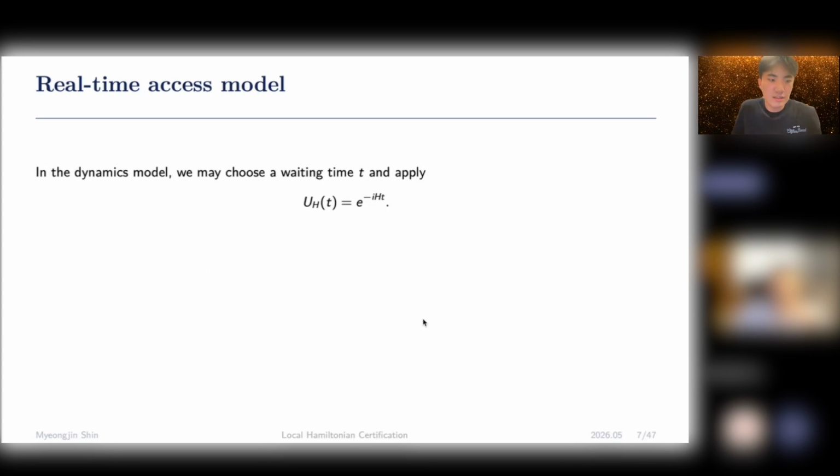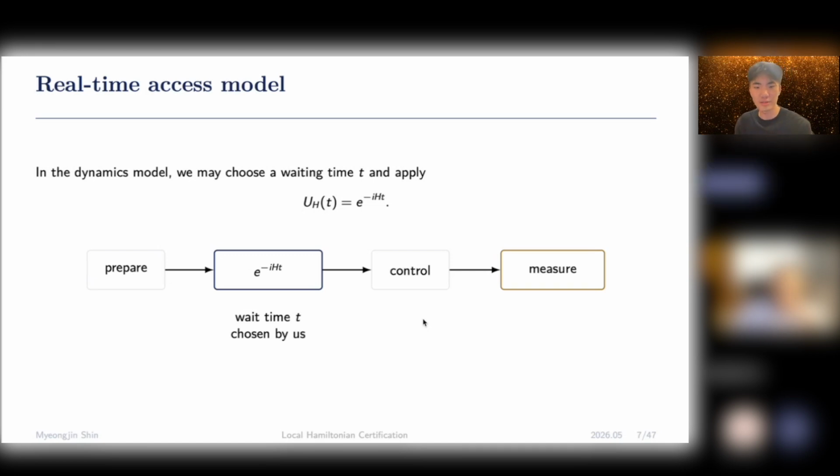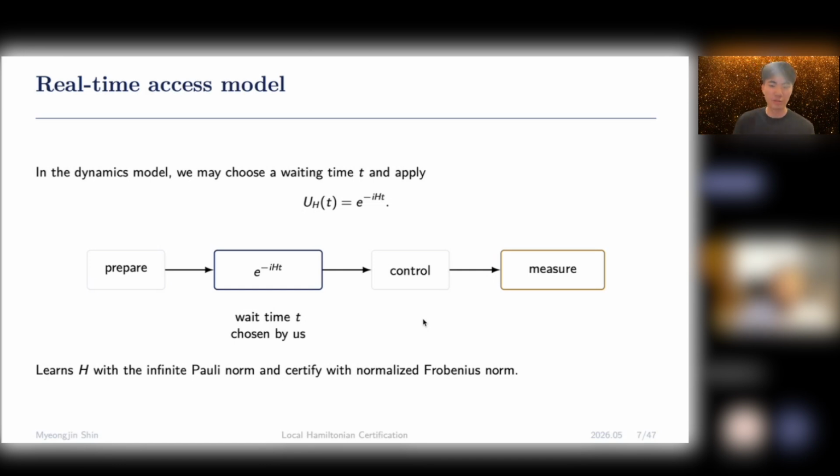So first, let me explain more about the dynamics model, which is also called the real-time access model. As said, we may choose the waiting time t and apply this operator. So we can prepare some initial state and apply this e to the minus iHt with some control. I will explain what a control is in this Hamiltonian learning task, and then measure. We're going to learn H with the infinity Pauli norm and certify the Hamiltonian with the normalized Frobenius norm, which I will explain later.